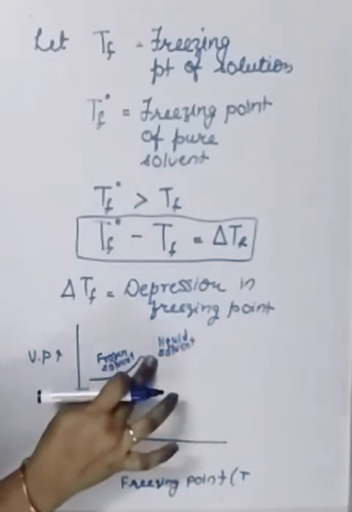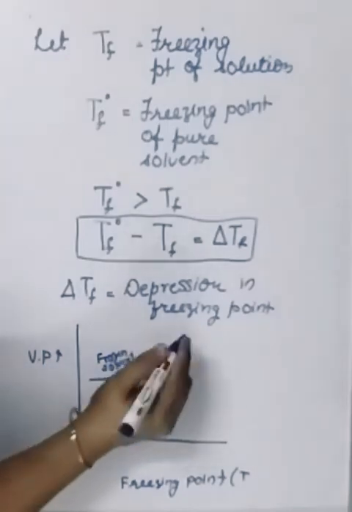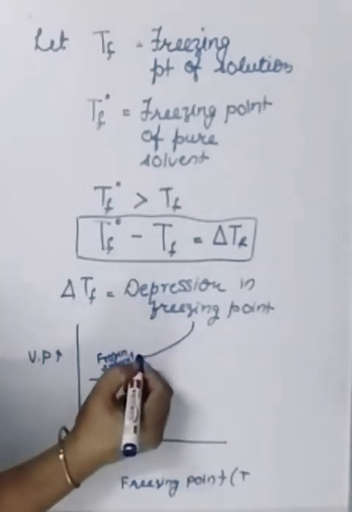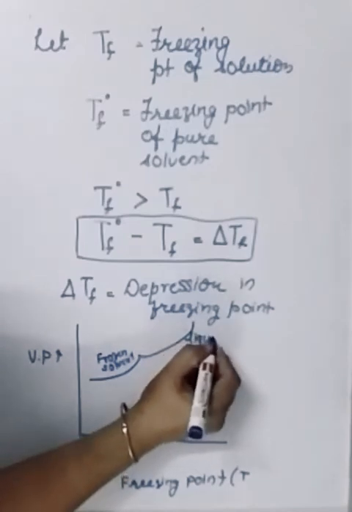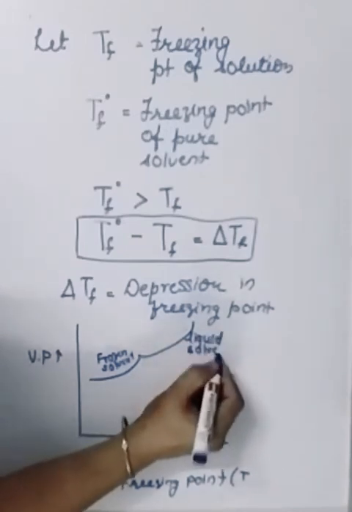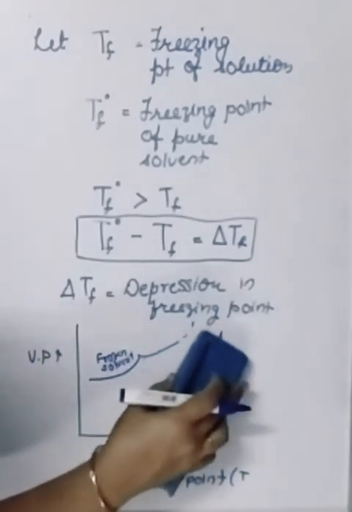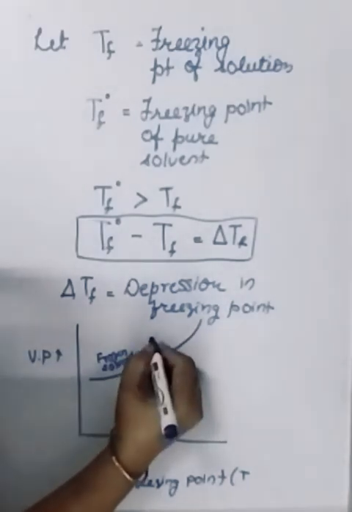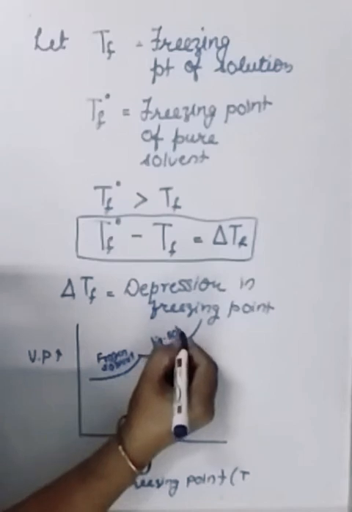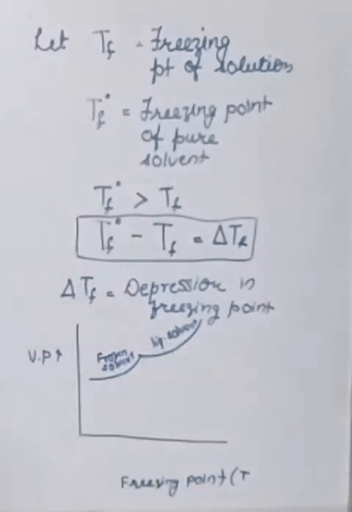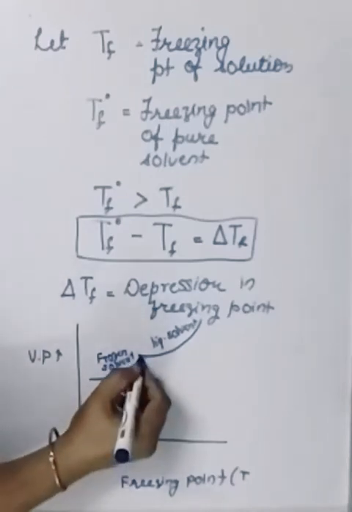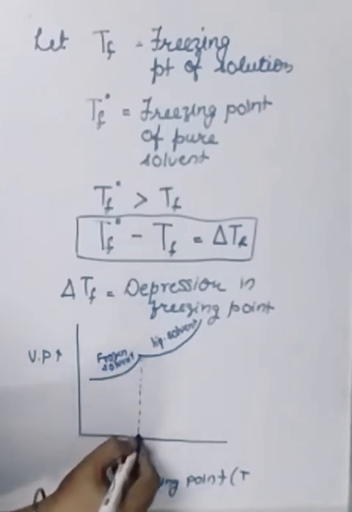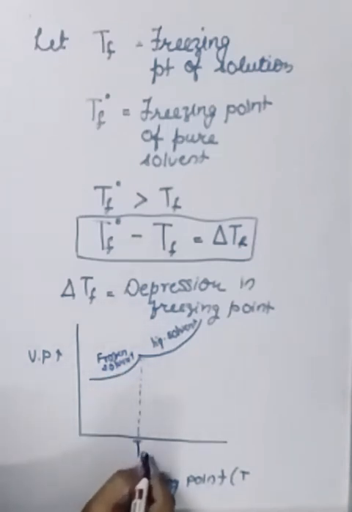A little higher, it will be a little higher. This curve is for liquid solvent. Now where the vapor pressure of frozen solvent and liquid solvent is equal, that temperature is the freezing point. This temperature is the freezing point of pure solvent, TF0.